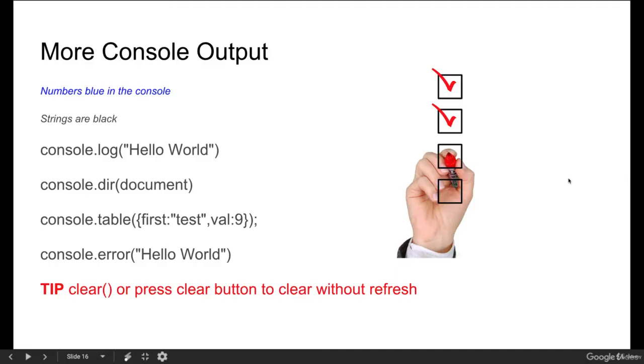For the console, there's also console table. This is ideal for outputting an object within a table format. And there's also console error and then console clear to clear out all of that console content without having to refresh the page.